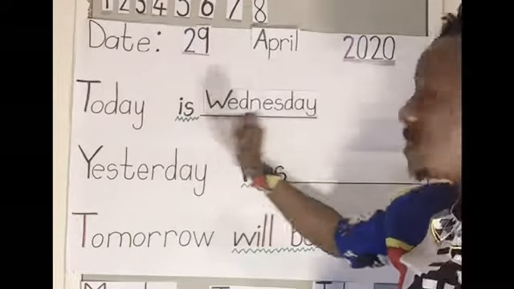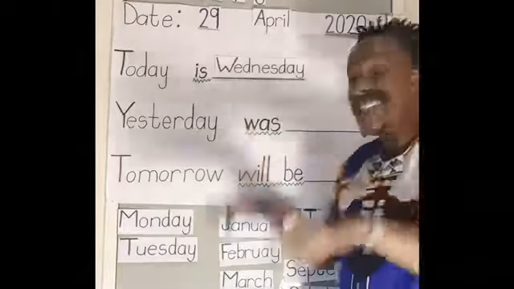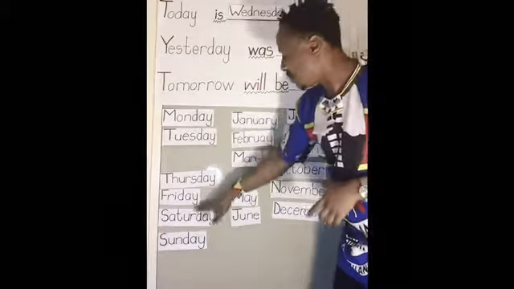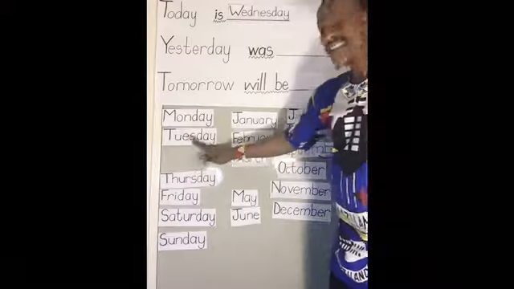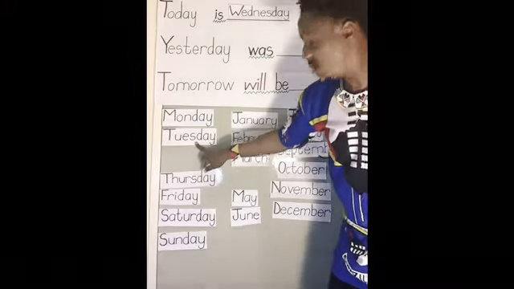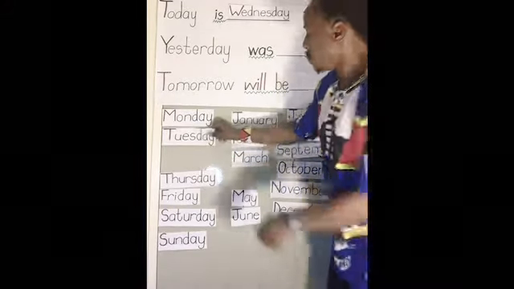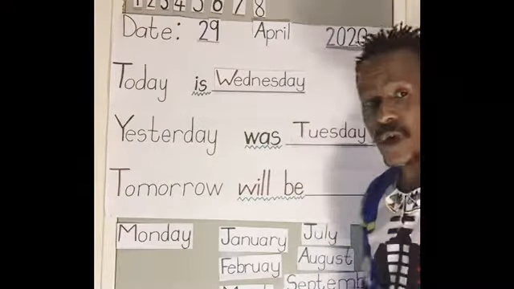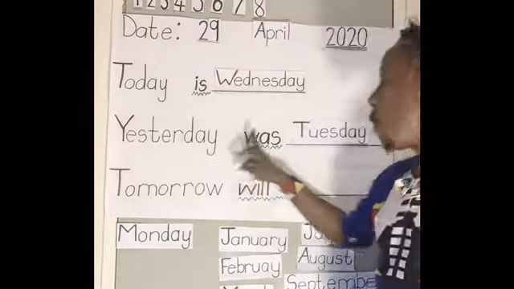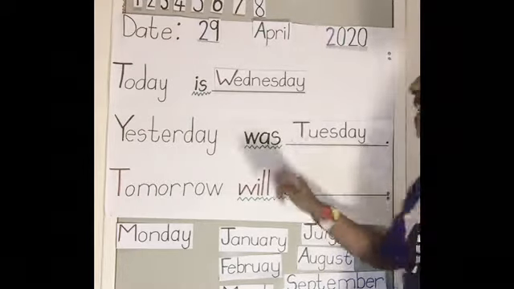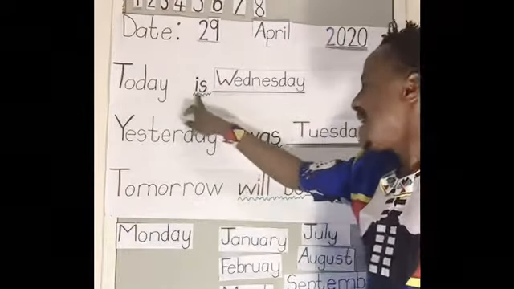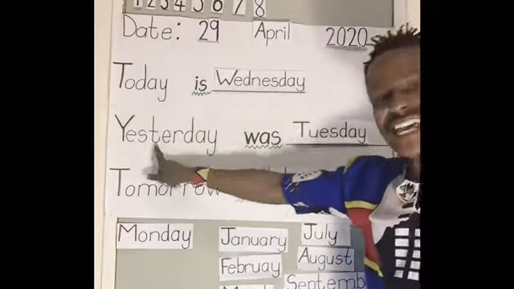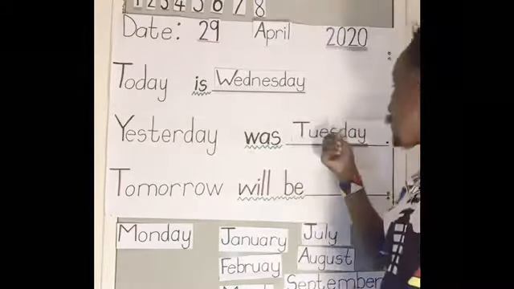Now what day is it? Today is Wednesday. Now what day was it yesterday? Yesterday, let's double check here. Wednesday is gone. Yesterday was Tuesday. So let me take the Tuesday and put it up here. Let's go to the concept. Yesterday was Tuesday. Today is Wednesday. Today is Wednesday. Yesterday was Tuesday.